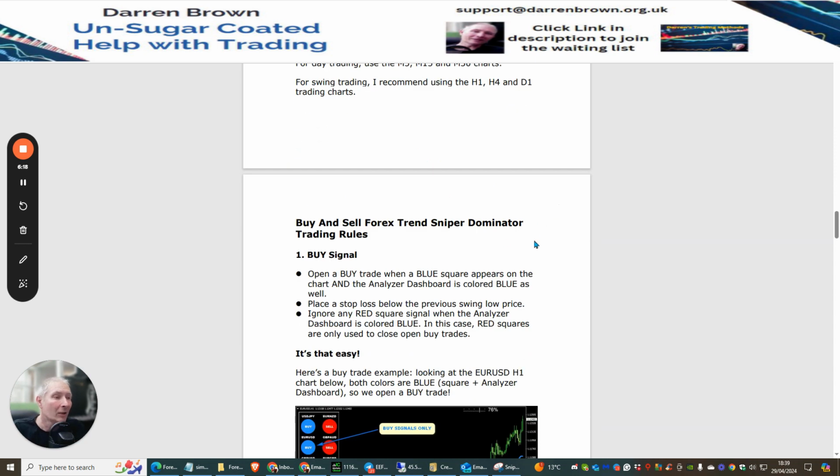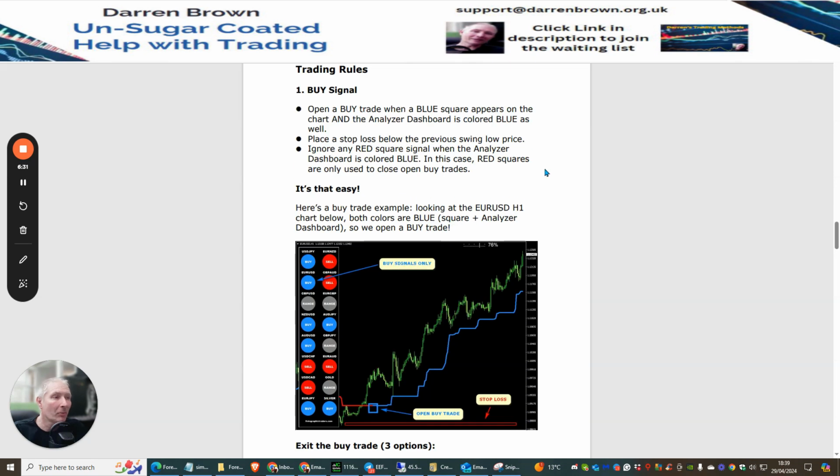Okay, so buy and sell Forex Trend Sniper Dominator trading rules. So, buy signal: open a buy trade when a blue square appears on the chart and the analyzer dashboard is colored blue as well. Place a stop loss below the previous swing low price. Okay, ignore any red square signal when the analyzer dashboard is colored blue. In this case, red squares are only used to close open buy trades. It's that easy.